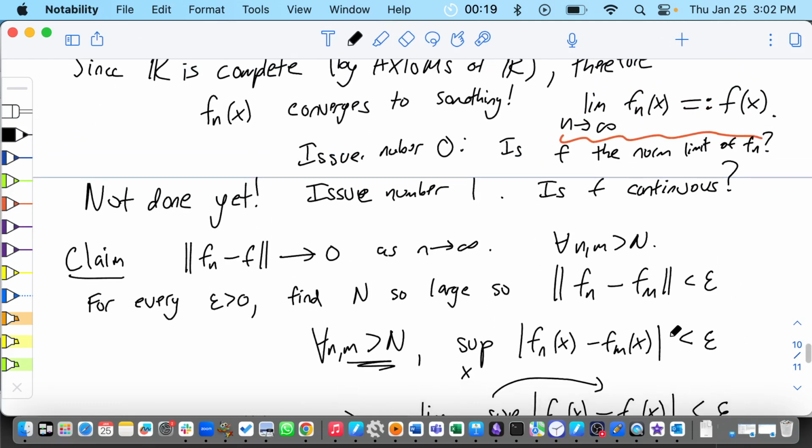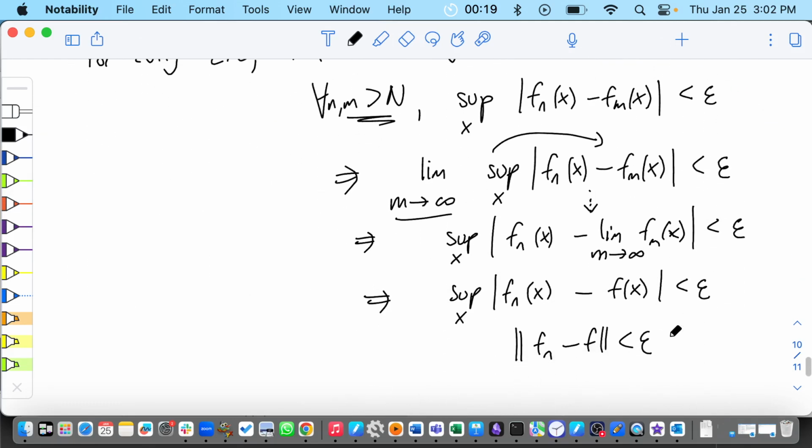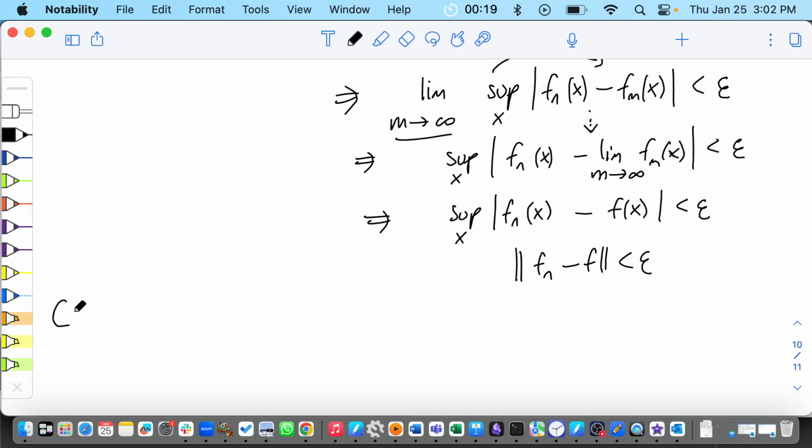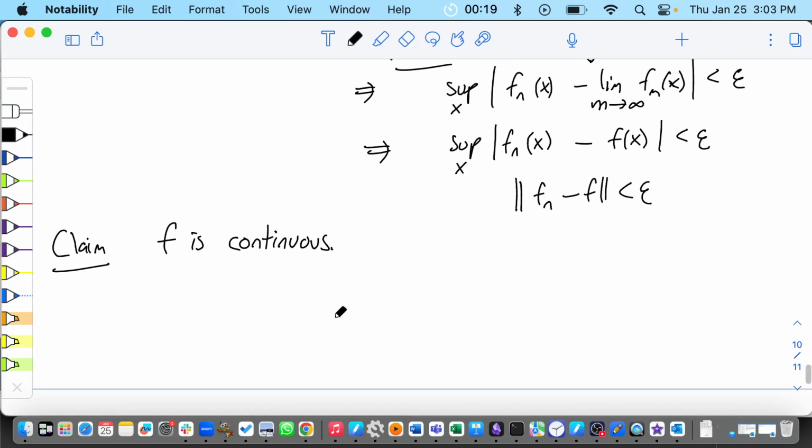Issue number 1 is now, we have this limit, we know we're converging to it, but maybe it's not a continuous function. Maybe you have a limit of these continuous functions, but they get more and more vertical or something, and in the limit you have a jump. Could that happen? So the claim is that f is continuous. And here it's classic epsilon and delta land. Is f continuous?